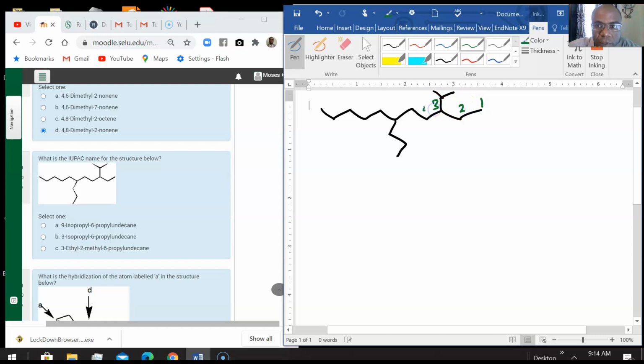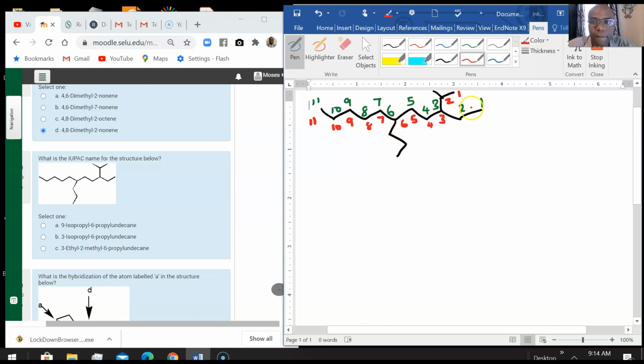1, 2, 3, 4, 5, 6, 7, 8, 9, 10, 11. Okay. Alternatively, one can number it this way in red: 1, 2, 3, 4, 5, 6, 7, 8, 9, 10, 11. Of course, there are other numberings, but these are the two closest numberings.